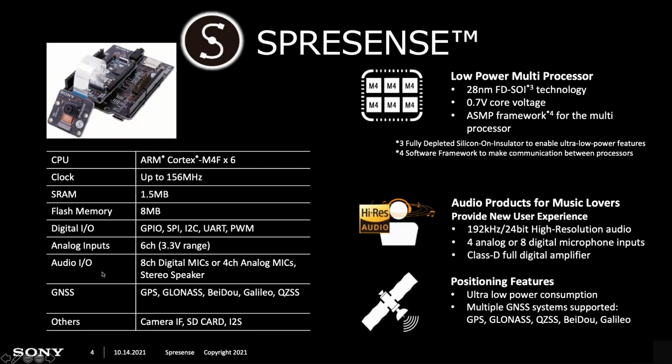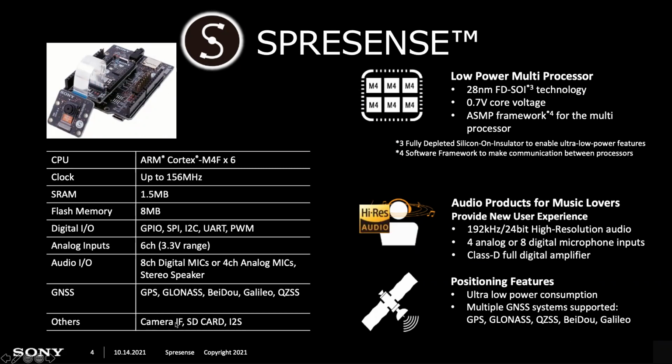And then we have audio access also, 8-channel digital and 4-channel analog. Also, you can get a stereo speaker output from the Spresense. I told you about GNSS. Another thing that is good to mention is the camera interface, which I'm going to show you.